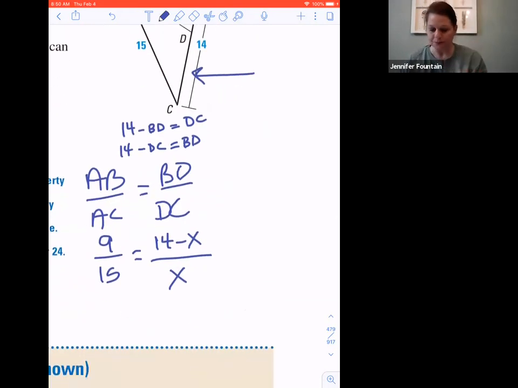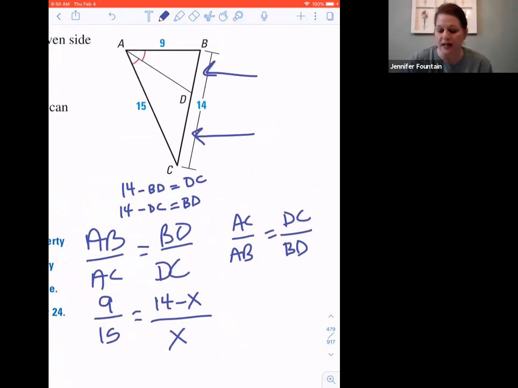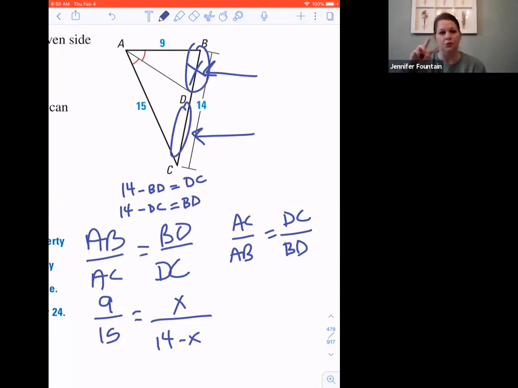So again, one of the things I could do is flip-flop it and have AC over AB equal to DC over BD. Remember, I can flip-flop it like that. The other thing is if I let BD be X, then I would have X in my numerator and 14 minus X here. So it's not magic which one I'm deciding to call X. This segment could be X or that segment could be X. I just have to make sure to put them in the appropriate locations.